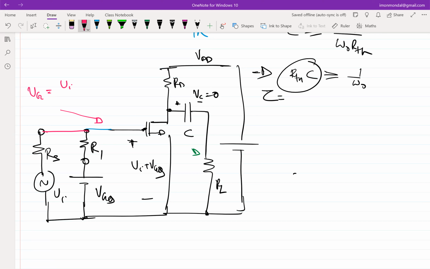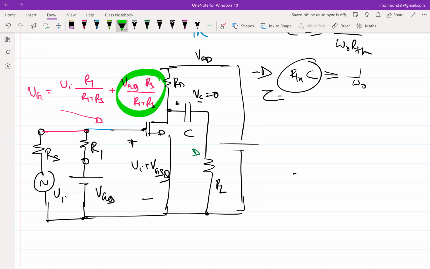VI times R1 by R1 plus RS plus VGQ times RS by R1 plus RS. Okay, fine. So it seems like if I have to establish the voltage, some VGSQ, then if I adjust the values of VGQ, RS, and R1, I should be able to establish that voltage, right?